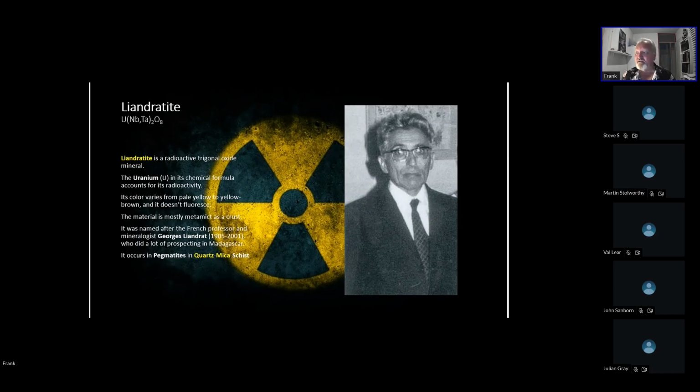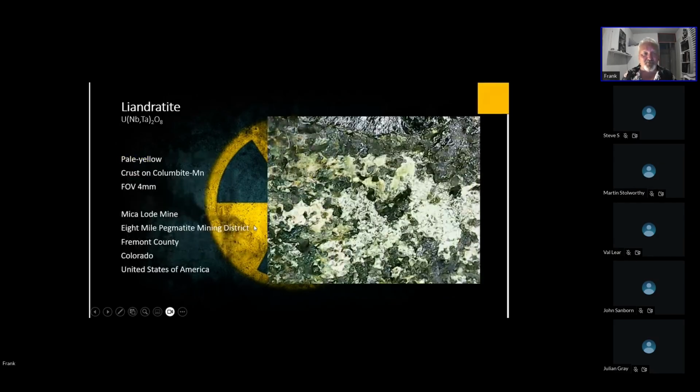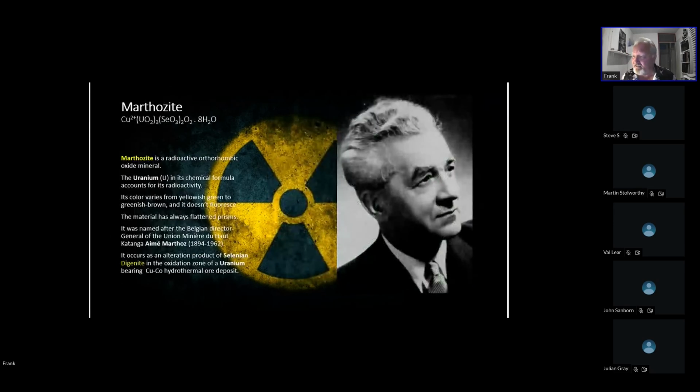Leandrotite. Leandrotite is a trigonal oxide mineral. Its color varies from pale yellow to yellow brown, and it also doesn't fluoresce. When I started this, I was under the impression that every uranium mineral would fluoresce, but that's not the case. The material is mostly metamate and showing up as a crust.